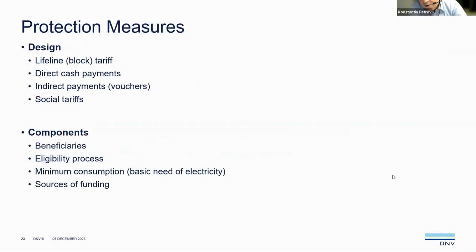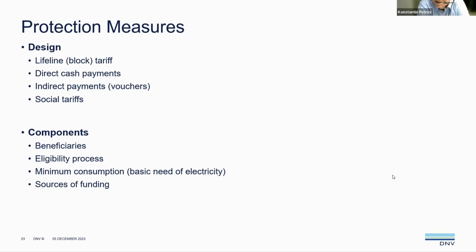Now, in terms of support, you can see here in the design, I mentioned a couple of things. Some of them are tariff related, some not. These are just bullet points, but you can also have a long list of measures. I think we mentioned already the first one, lifeline or block tariffs, which is a classical tool based on cross subsidies within the specific customer group. But it is used a lot.